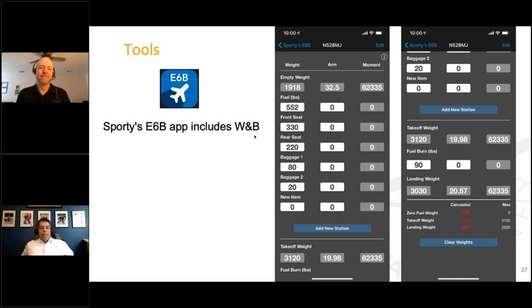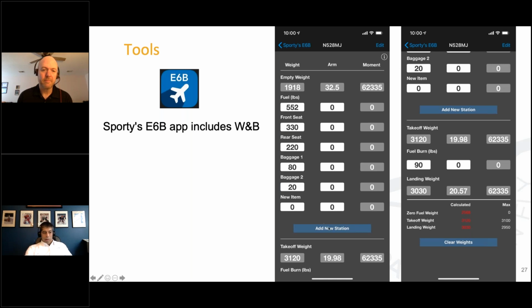So here's a tool. Again, not endorsing this, but one of the tools that I use is Sporty's E6B tool, and this is on my phone, and these are actual screenshots from my phone. It's really easy, and this is what that spreadsheet does too. You've got all of your numbers, right? I mean, there it is. You plug it in, and the numbers just plug in themselves as you put numbers in.